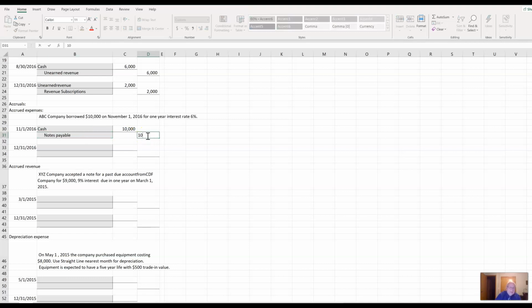And that would be for $10,000. Now, when you borrow, what do you have to pay? Well, you have to pay interest. So that would be interest expense. Now it's not due yet because it's 1 year, but we have to record how much interest we have had so far, and the credit would be interest payable.